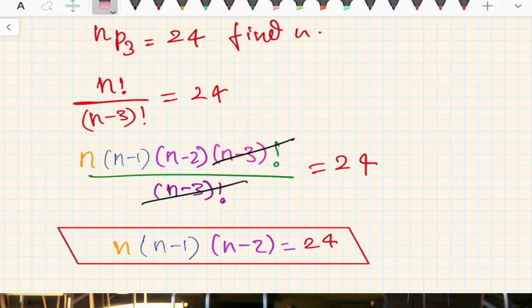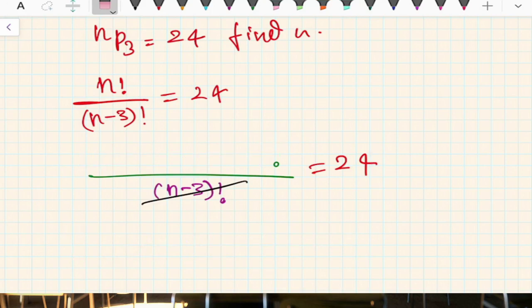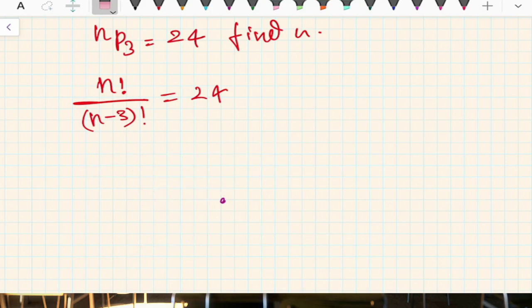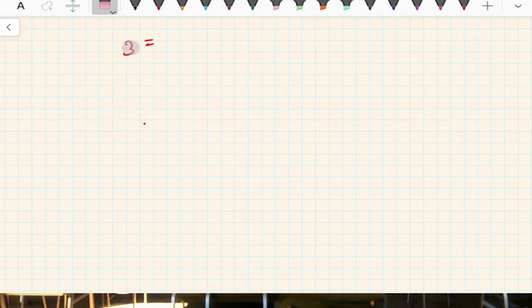Now, you know what? We'll just take a few more examples. Okay, let me just erase it. Now, a bit different example. A last example for this session. Now I guarantee this is the last example. Yeah, for sure.